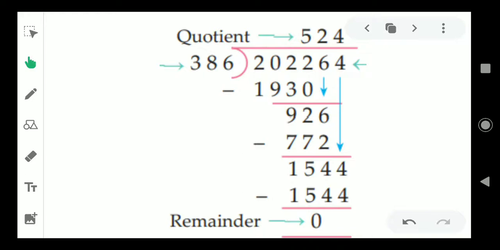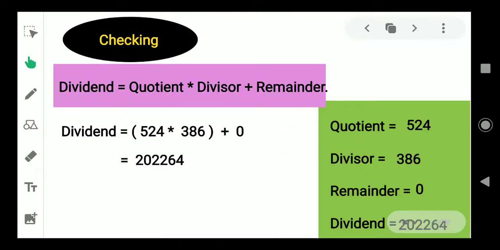Again multiply and check. When you multiply 386 into 4, you will get 1544. Same number. Now subtract. 4 minus 4, 0. 4 minus 4, 0. 5 minus 5, 0. And 1 minus 1 is also 0. Now, what is the equation to check the division? Dividend is equal to quotient into divisor plus remainder. Quotient 524 into 386 plus 0. You will get this answer.